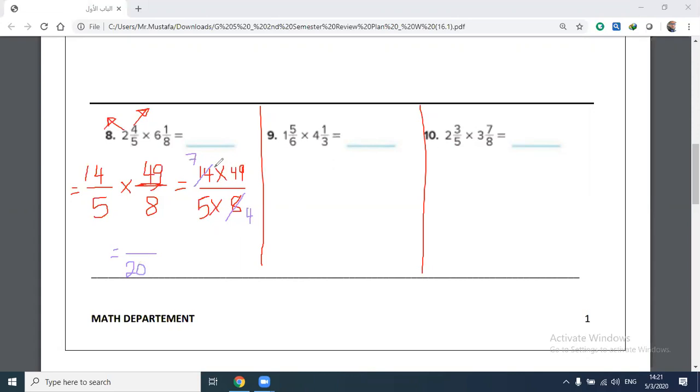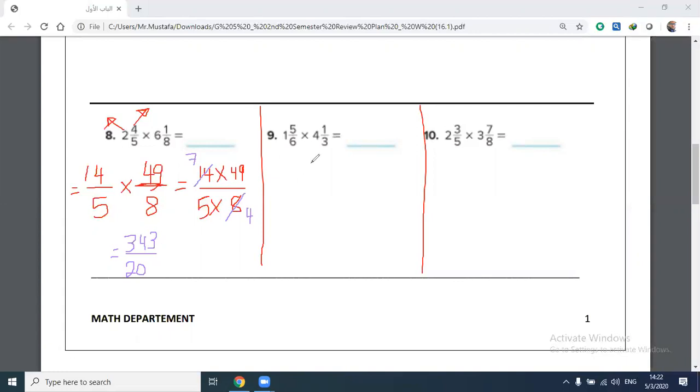And 7 times 49: 7 times 9 equals 63. We write 3 and carry 6. Then 7 times 4 is 28. 28 plus 6 equals 34. So the answer will be 343 over 20.